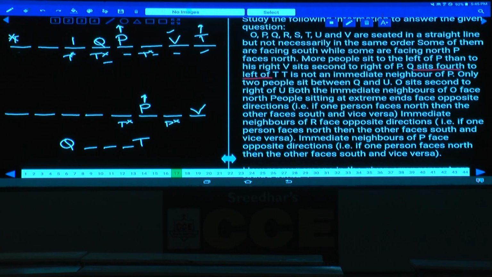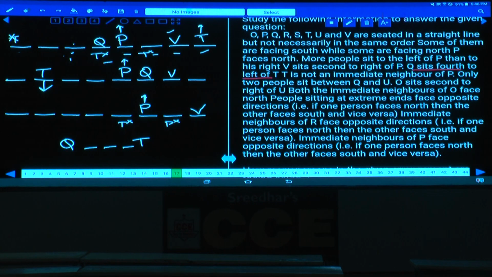Now, we are discussing about the second case in this one, 4, 5, 6, 7, 8. Now, in this 4, 5, 6, 7, 8, T can be at this place if T is here and P is at this place and V will be at this place and P is facing towards north and Q sits 4 to the left and Q must be facing towards south. Clear now? Now, these are the 2 possibilities in case 1.